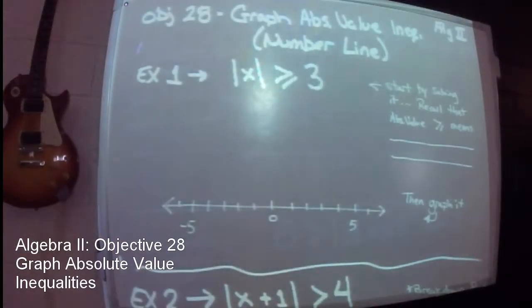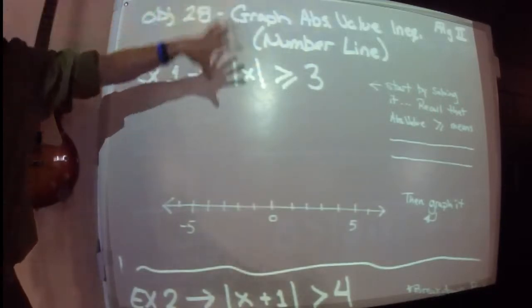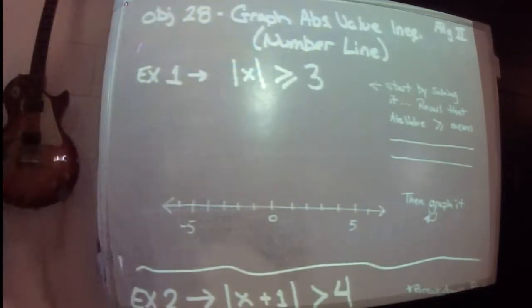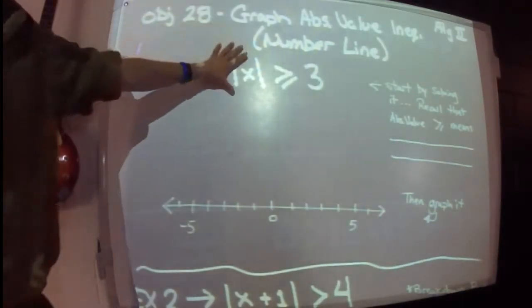So objective 28 is going to be the same absolute value inequalities, but your answers will all be graphs. So it won't be just the answer, it will always be the graphs. But there are some tricks to knowing what these graphs look like. This very first one that you have, this is an absolute value.